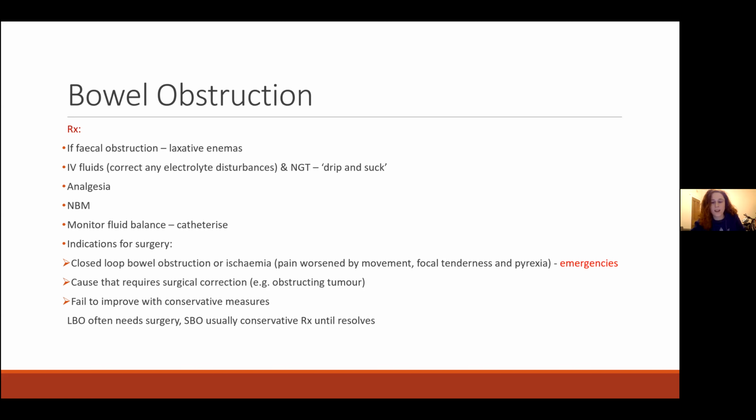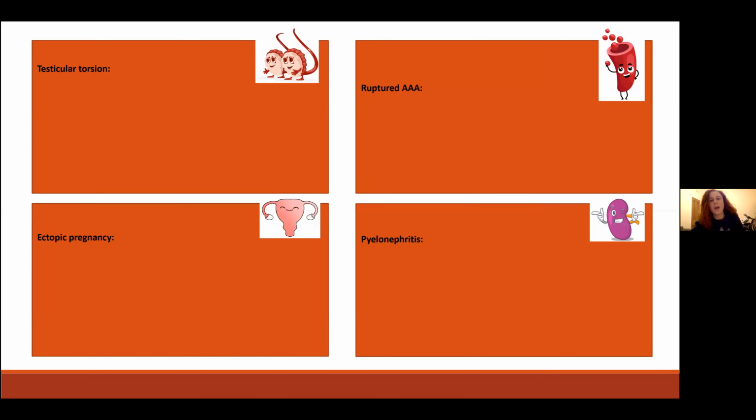Okay. So I'm just going to stop here. Is there any questions at this point? Yeah, I have a question. Wouldn't laxative enemas increase the pressure in the bowel too much, so that we would have a risk of maybe perforation?